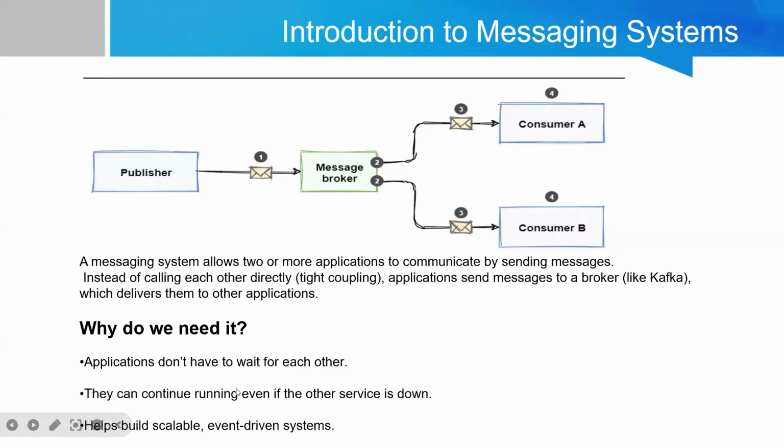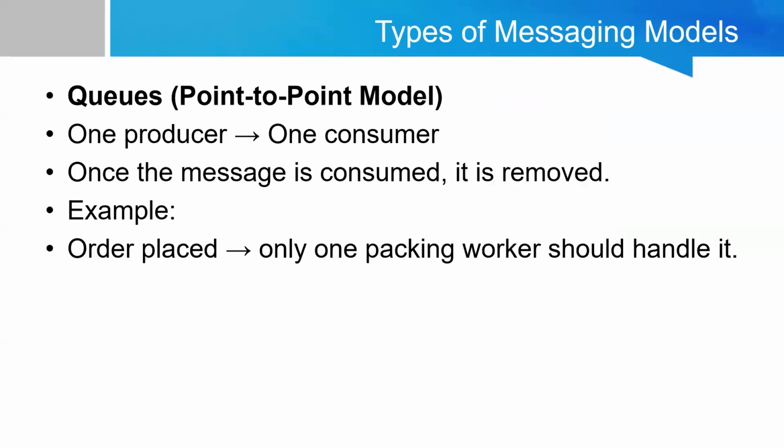They can continue running even if the service is down, to build a scalable and event-driven system, right? So here, the data is not sent and received in real time. Instead, we are sending the data as a publisher, and the consumer can consume whenever he wants, right? Okay. Now, there are two types of models.